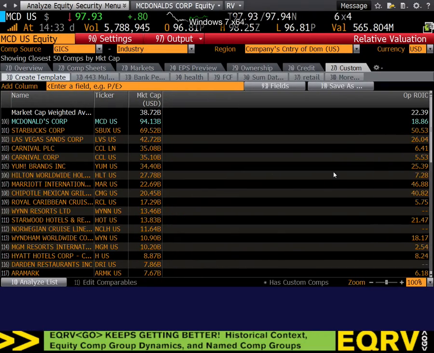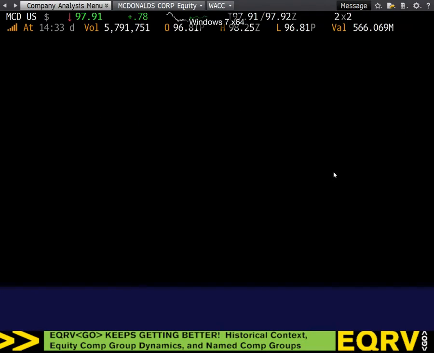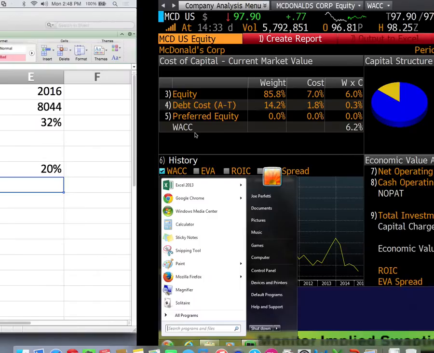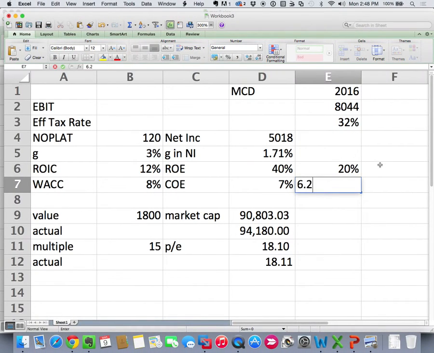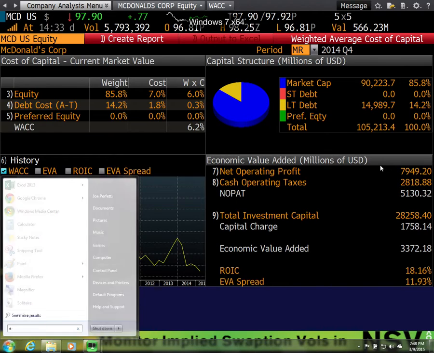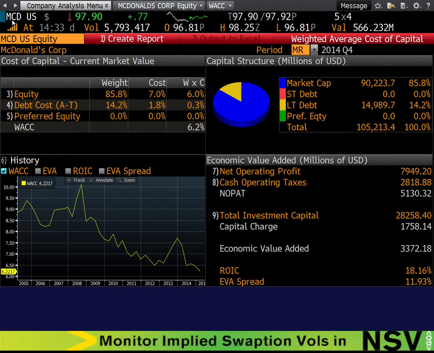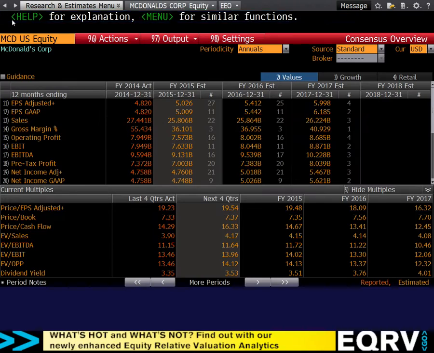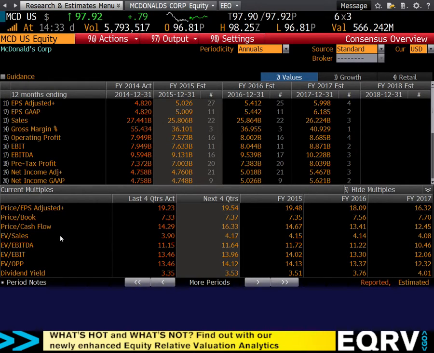And finally, I need a WACC. McDonald's WACC, 6.2%. Now I'm ready to solve for their enterprise value, assuming a growth rate. We're going to solve for the growth rate again. So, their actual multiple, EEO, that I'm trying to get close to, EV to EBIT is 13.3.